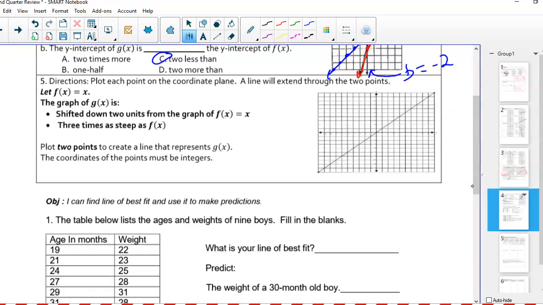For number 5, it's asking you to determine what this new graph would be if it was shifted down 2 units and it was 3 times as steep. What do those two sentences tell us? It's shifted down, so the y-intercept is -2. Kylie, what were you saying? The slope is going to change how? It's going to get steeper, so 3. So the slope is now 3. Okay, so those two sentences help us figure that part out.